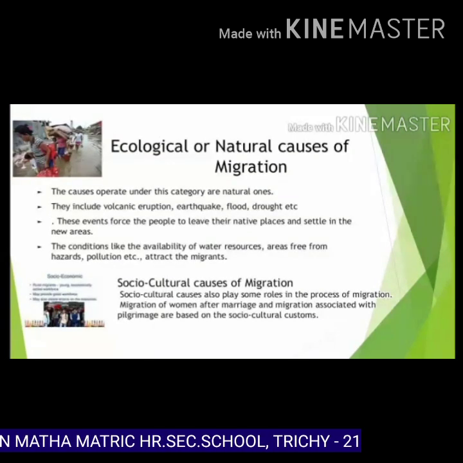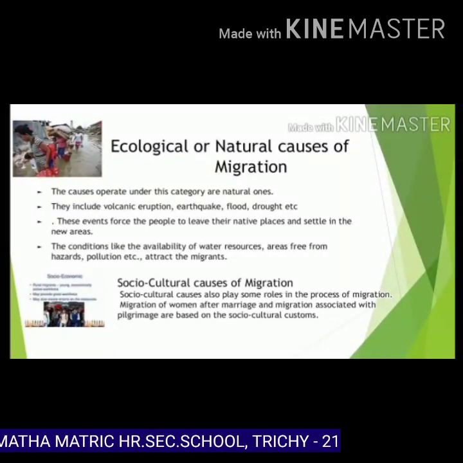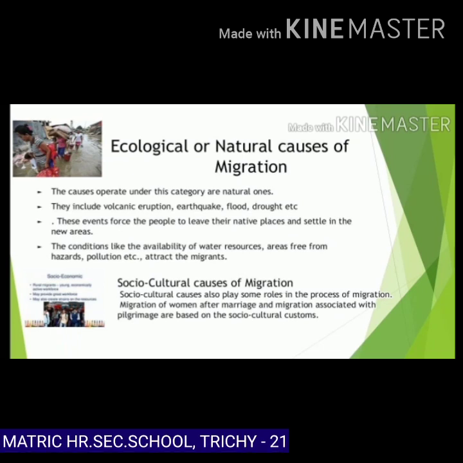Next one is ecological and natural causes of migration. The causes that operate under this category are natural ones. They include volcanic eruption, earthquake, flood, drought, etc. These events force people to leave their native places and settle in new areas. Conditions like the availability of water resources, areas free from hazard, pollution, etc. attract the migrants.